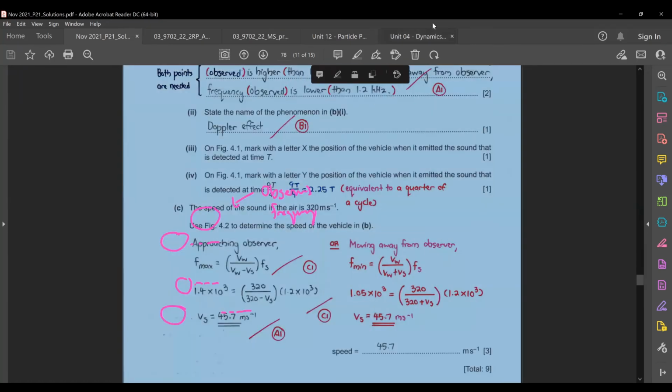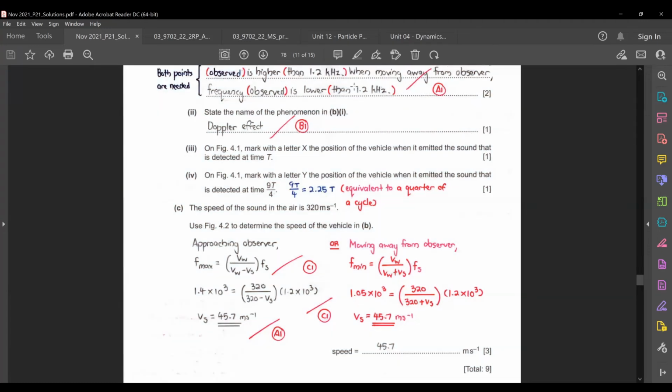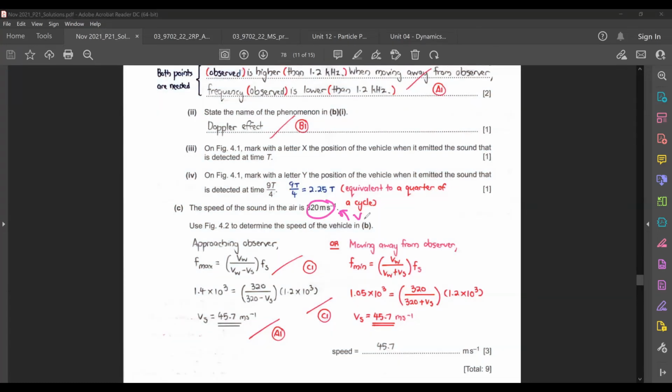Here in part C, we've already told you the speed of the sound. This is your VW, speed of your wave. Just sub in the values and you should get the answer. You will be getting 45.7 meters per second. All right, so the formula for Doppler effect for approaching observer and moving away from the observer, you should have already committed this to memory. The only difference is that either they're minus or plus.